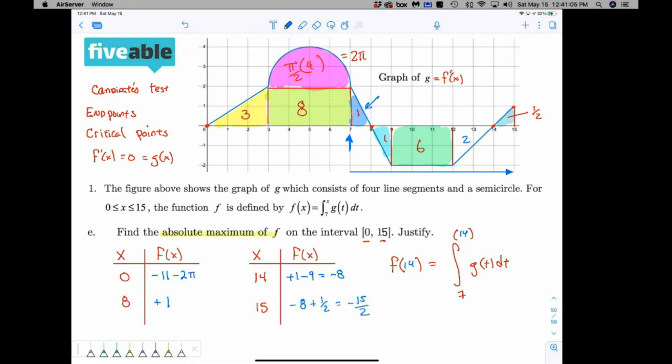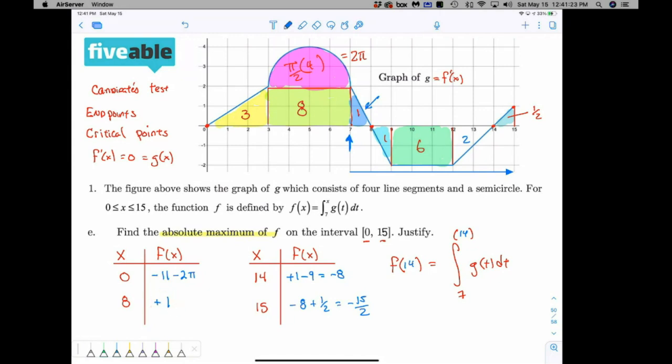So now these were my 4 candidates, 0, 8, 14, and 15. The question is, which is the absolute maximum? Well, I just look and see which one has the highest y value. That value is negative, that value is negative, that value is negative. There we go. There's our absolute maximum.